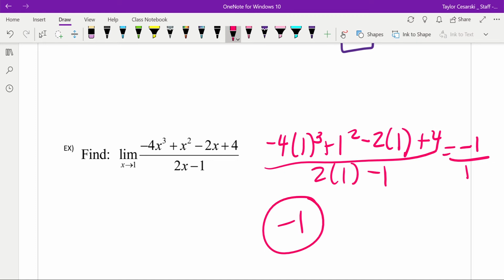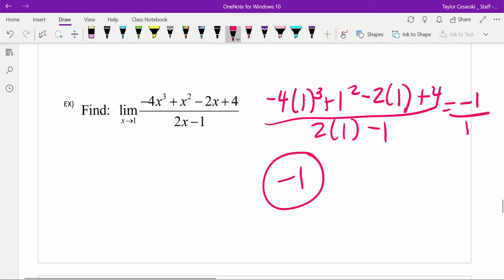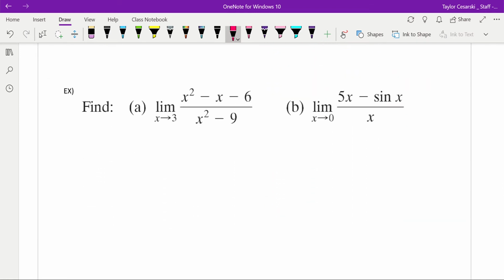So a lot of these, so far, are just about plugging in the value. Okay, so now we're going to get to ones where it's a little bit more complicated. Not much, but you're just going to have to use some factoring techniques. So here we have the limit as x approaches 3. So let's try to plug in 3. 3 squared minus 3 minus 6 over 3 squared minus 9.